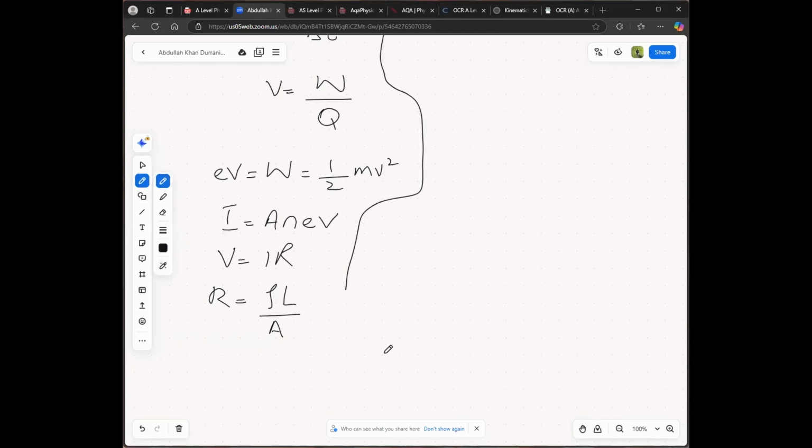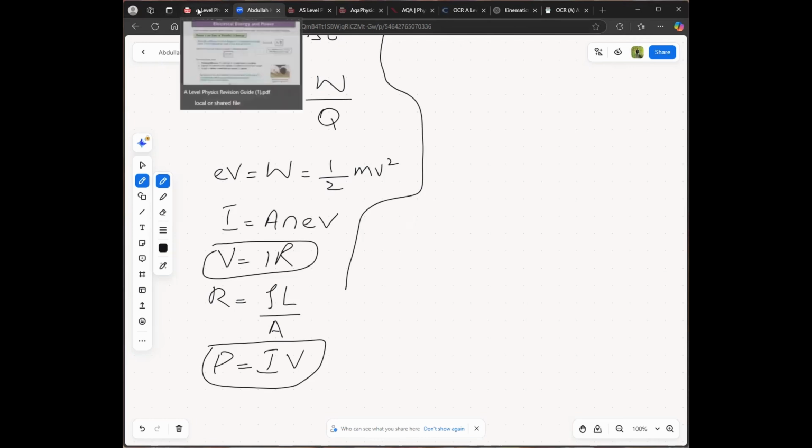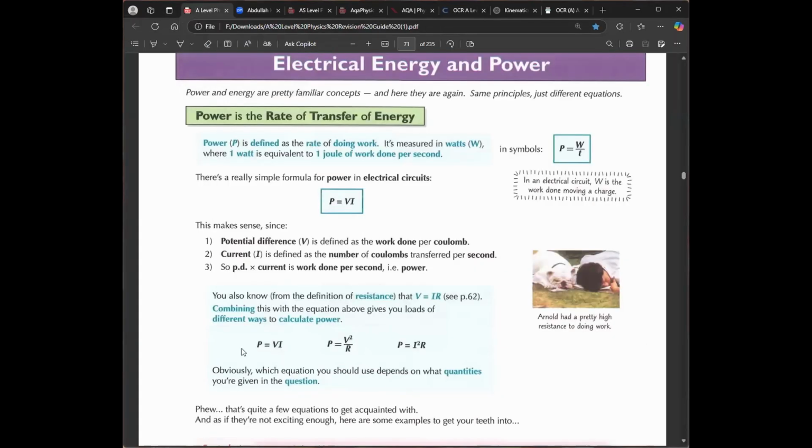P equals IV. If you know this relation, they're going to show you more equations, but you just need to play with this equation and this equation. If you play with these two, you can make multiple equations based on that. So you don't need to remember any of them. If you know this one, you can make all of these that are written here. So it doesn't matter, I'm not going to write it.